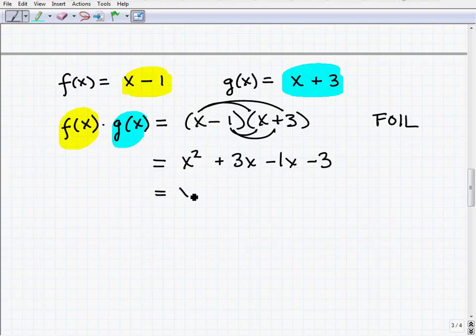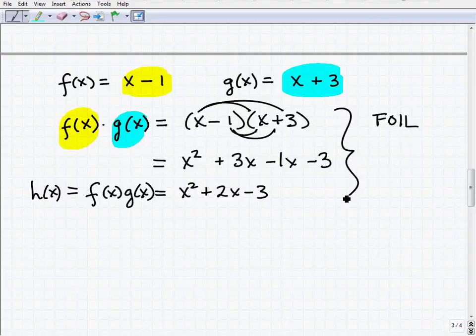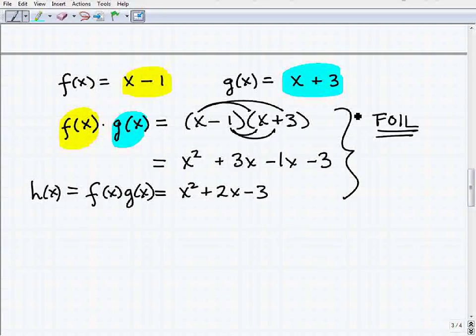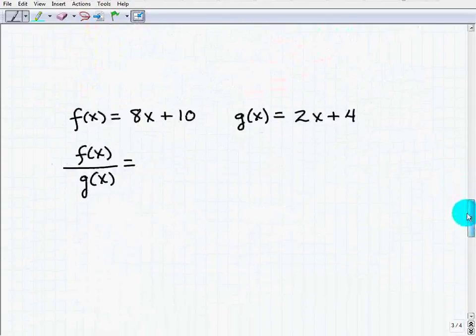All right, so we'll have x squared plus 2x minus 3. That's the product of these two functions. I can write it that way, or maybe I could even just call it a new function h of x. Now, of course, these skills are pretty straightforward, but when we're dealing with function operations, just as in polynomial operations, you're going to have to know some of these skills: combining like terms, multiplying polynomials, etc. Let's take a look at our last example here.